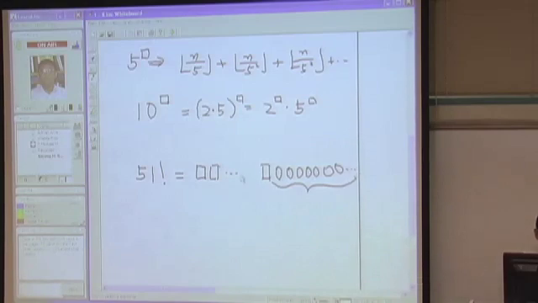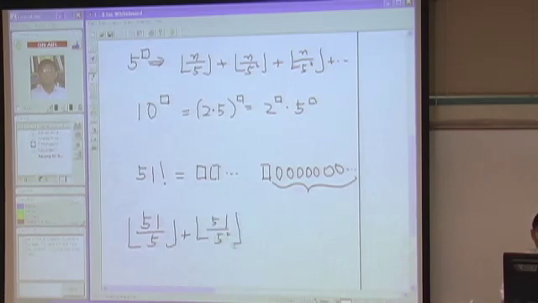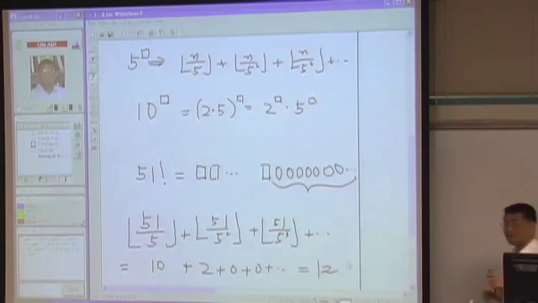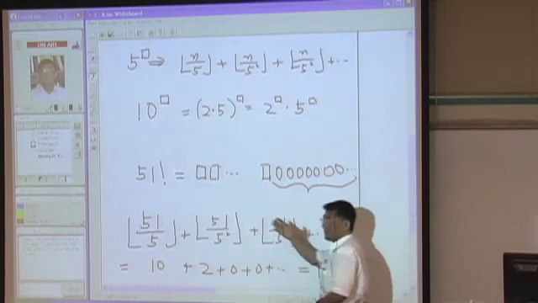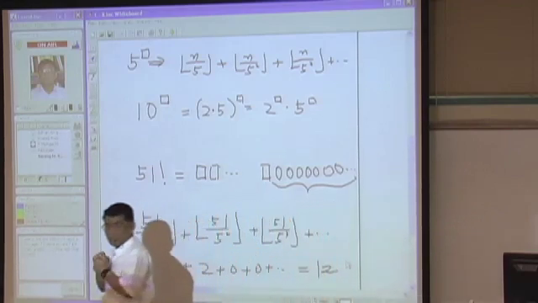So let's do it. 51 over 5, 51 over 5 squared, 51 over 5 cubed, and so on. And then as you can see, if you divide 50 by 5, then 10. 10.2, floor function of 10.2 is 10. And then 51 divided by 25 is 2 point something, so it is 2. And then 0, and then 0, and then 0. So because of this, there should be 12 zeros. If you consider 51 factorial, there will be 12 zeros.